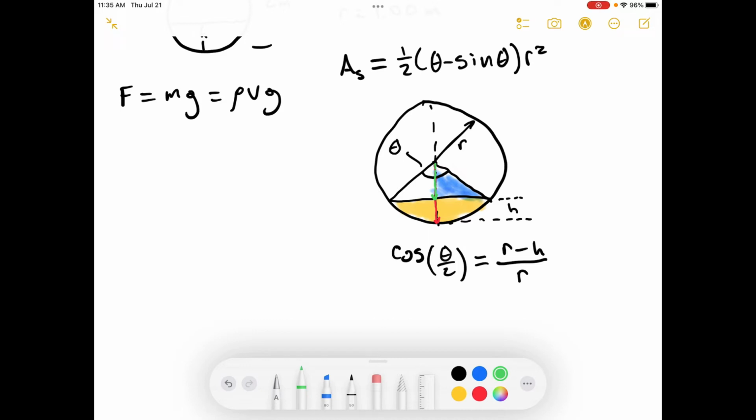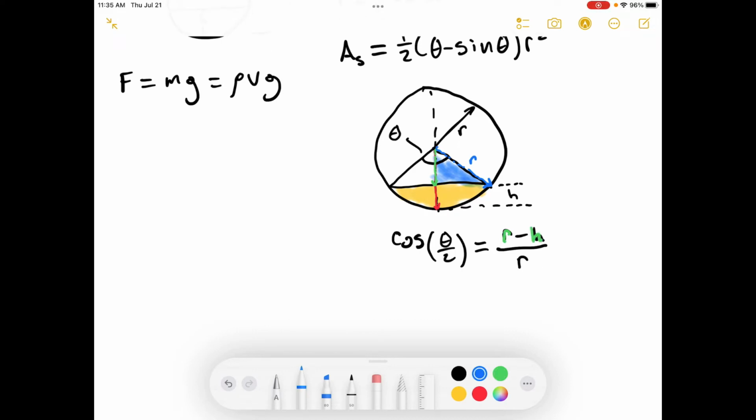Okay, now if we look at the hypotenuse of this triangle, we see that the hypotenuse is equal to r as well, right there. So r minus h, and in blue, r. That's the cosine. Okay, so now we have theta in terms of r and h. So theta equals 2 times the inverse cosine of (r minus h) over r. Great.